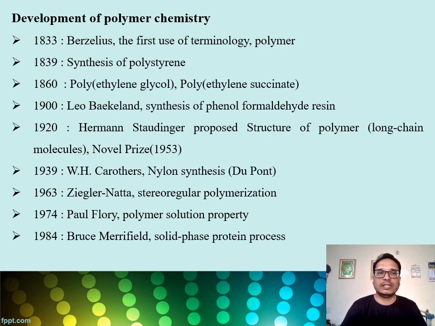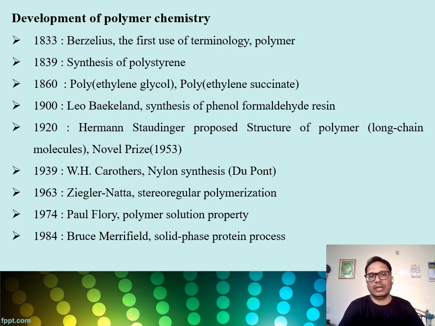This slide represents the historical development in polymer chemistry. Berzelius first used the term polymer in 1833, and in 1839 the first polymer was synthesized, that is polystyrene. In 1860 polyethylene glycol and polyethylene succinate were invented, and in 1900 the scientist Leo Baekeland synthesized phenol formaldehyde resin.